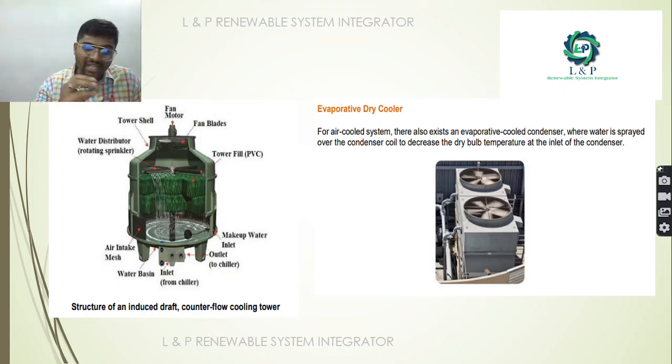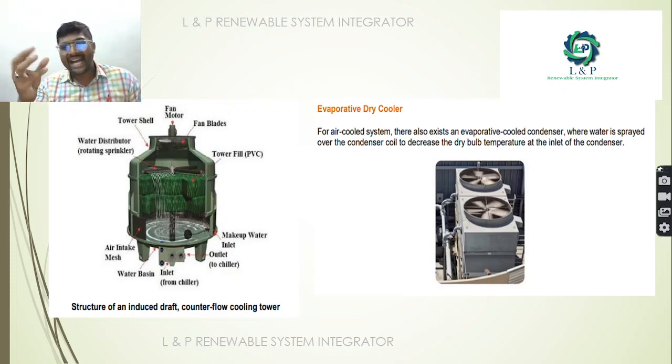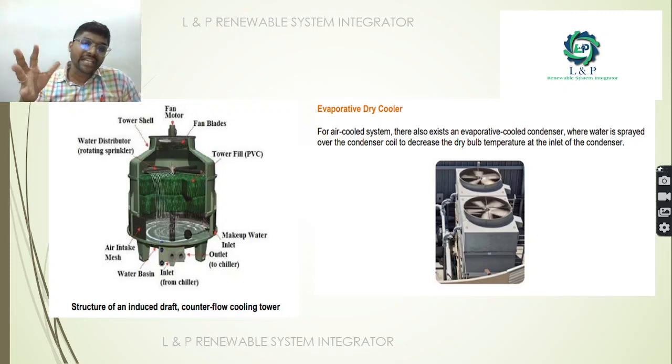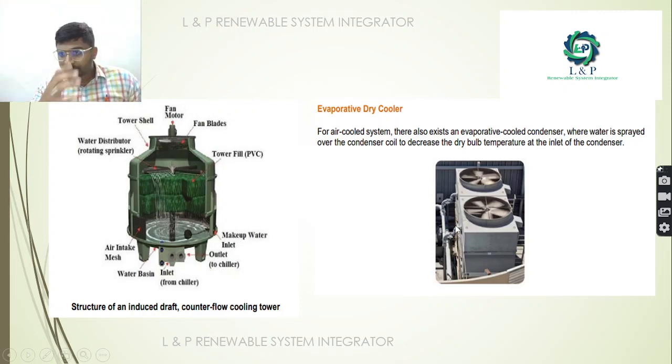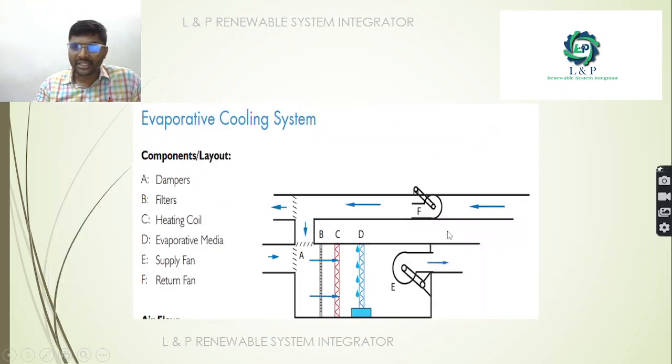We also have the air intake mesh. With the help of the air and the fan, we are trying to take away the heat from the hot water. As you can see, this is the evaporative dry cooler. This is how it looks. Most importantly, water is sprayed over the condenser coil to decrease the dry bulb temperature at the inlet of the compressors.